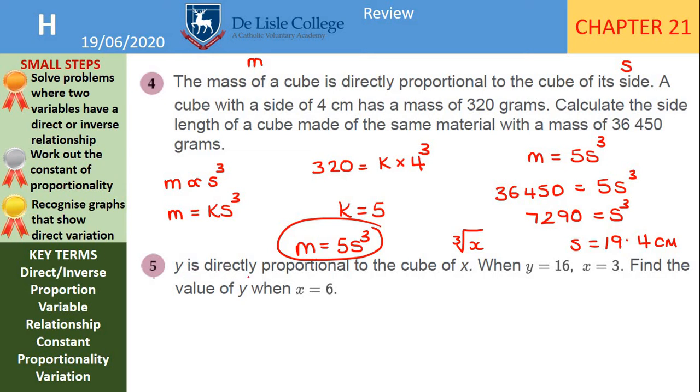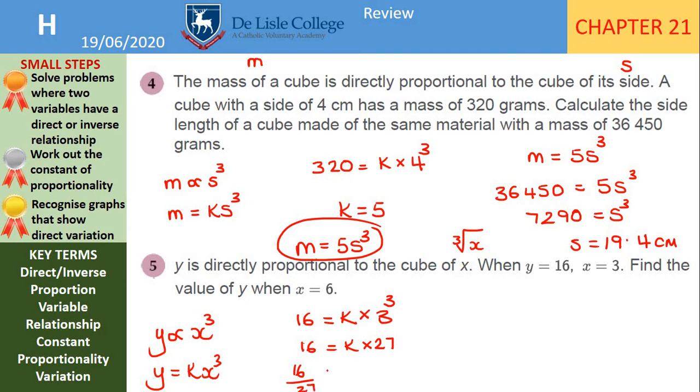Question 5. Y is directly proportional to the cube of x, and this will give us our formula y equals kx cubed. Let's use the information to work out what k is. When y equals 16, so I'm going to replace the y with 16, x is equal to 3. So I'll get 3 cubed here. Now I know 3 cubed is 27, so I get 16 equals k times 27. So I'll get 16 27ths is equal to k.